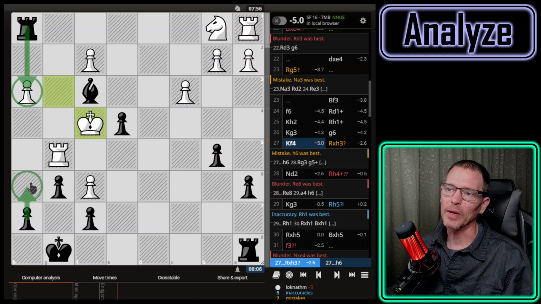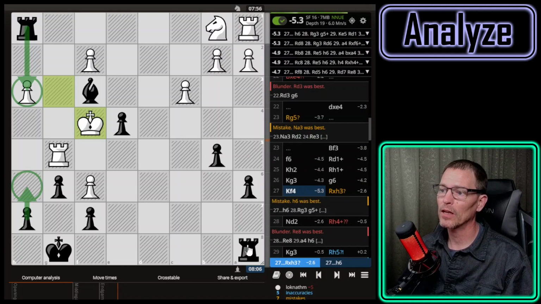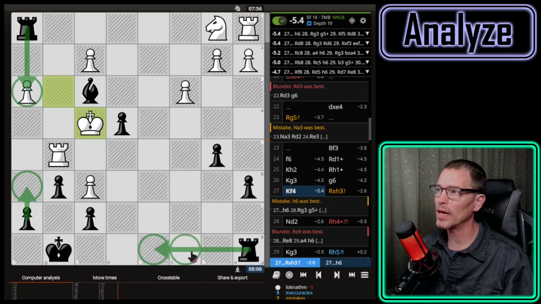Okay, what about h6 to chase away their rook? Let's just check. h6 is among my best moves. Wait, I'm up minus 5. h6, I could have also played rook to d8, or rook to c8, or rook to b8, or rook to f8. Why not e8? What's wrong with the e? As long as I move this rook back here from a8 to one of those other squares, or challenge their rook with this pawn, I'm up big time.